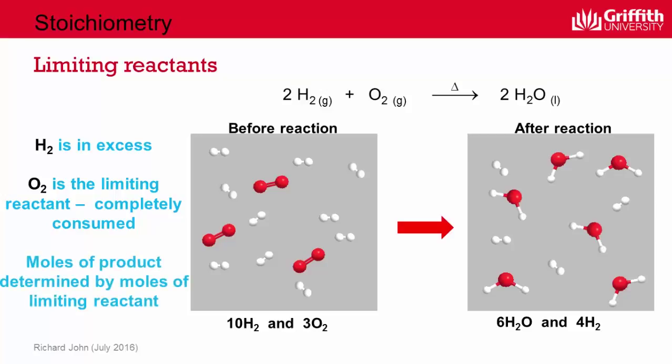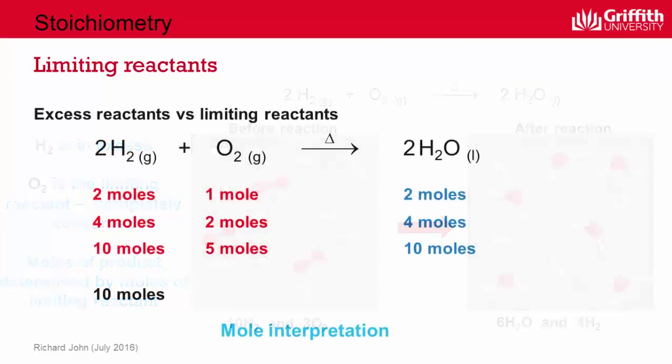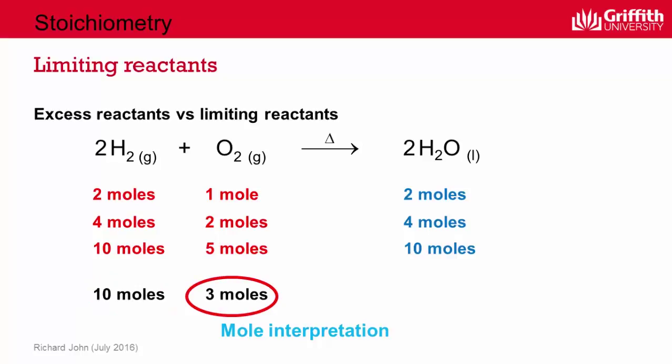And again, it's important to identify what the limiting reactant is, because the moles of product will always be determined by the moles of the limiting reactant. So in this new scenario, we started with our 10 moles of hydrogen. We only had 3 moles of oxygen, and then that only produced 6 moles of water.